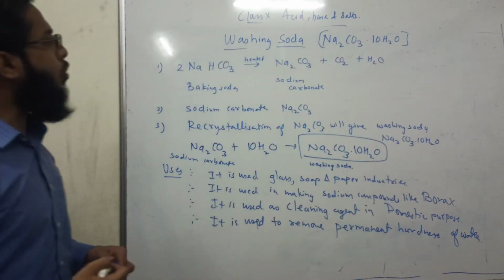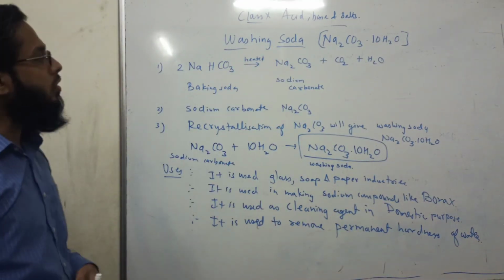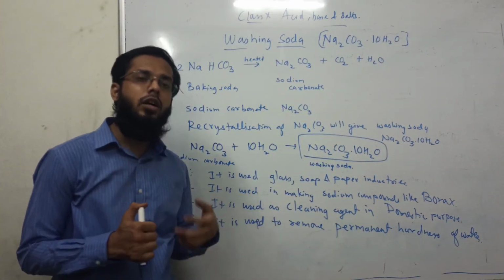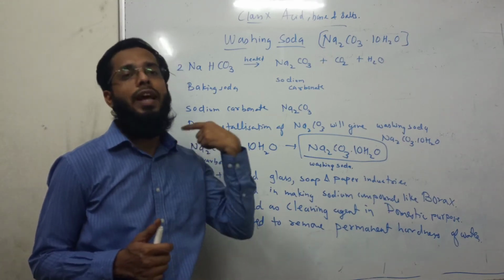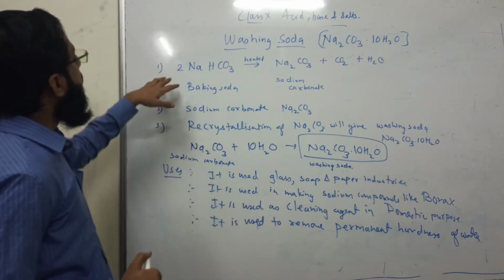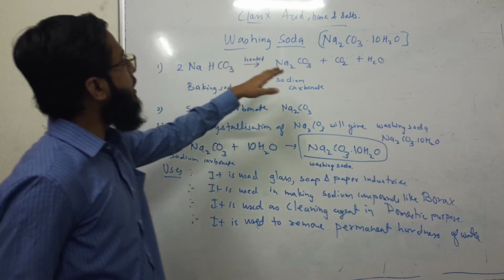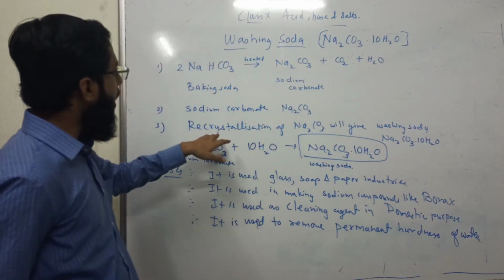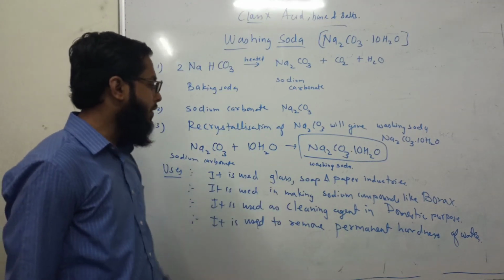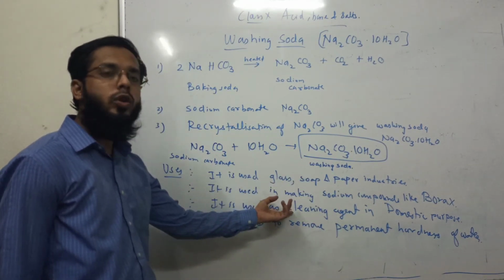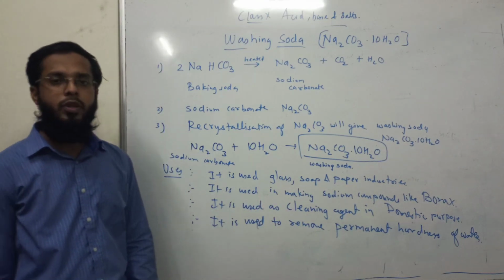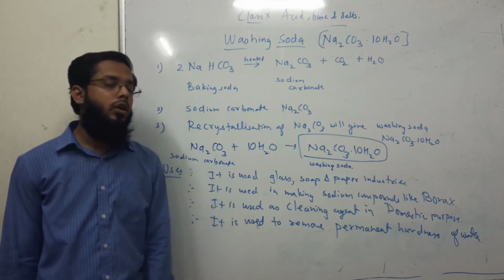So what we are seeing, washing soda is sodium carbonate plus 10 H2O, that is water of crystallization. Do you think these water molecules make the salt wet, which we will talk about in the next topic? It does not make the salt wet. Okay, so sodium bicarbonate is heated, it forms sodium carbonate, and this sodium carbonate when recrystallized forms washing soda, and it is used in glass, soap and paper industries, making sodium compounds like borax, and in household cleaning, and to remove permanent hardness of water. So this was about washing soda. I hope you understood.